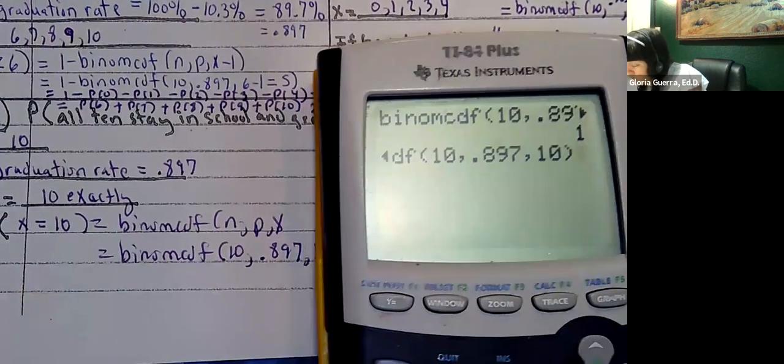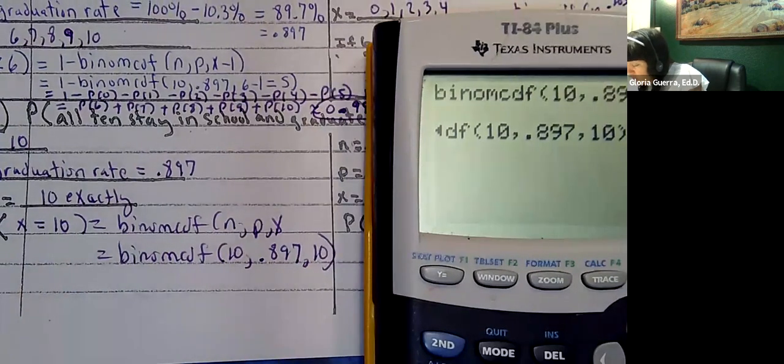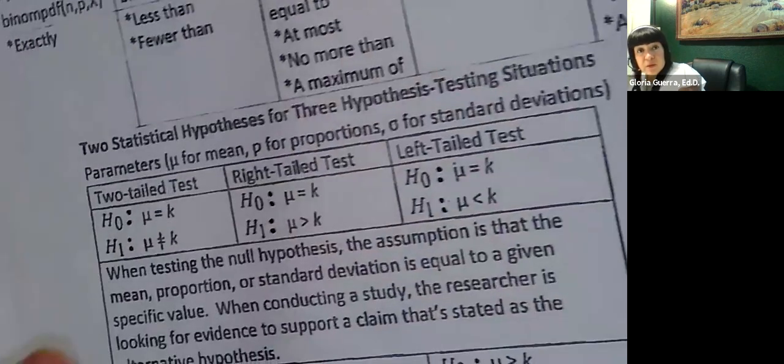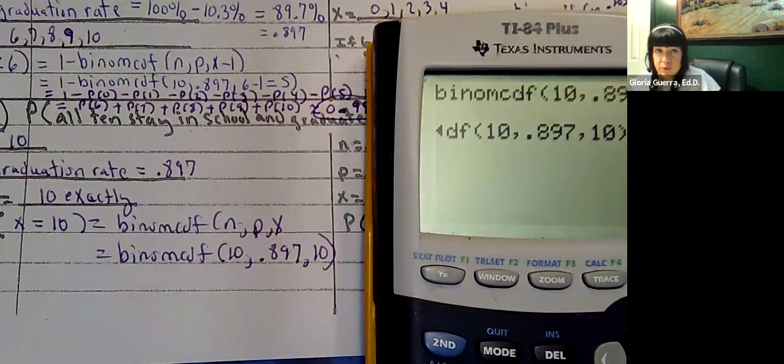Oh, I know. I didn't make it a PDF. It's exactly. Yeah, that's what happened. It's exactly. Yeah. So exactly is PDF. So you have to be careful. Those are common human errors.